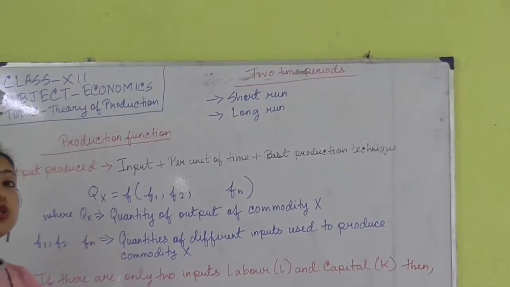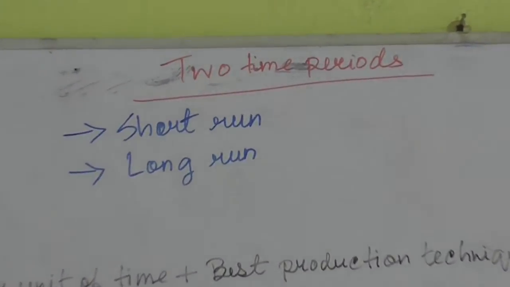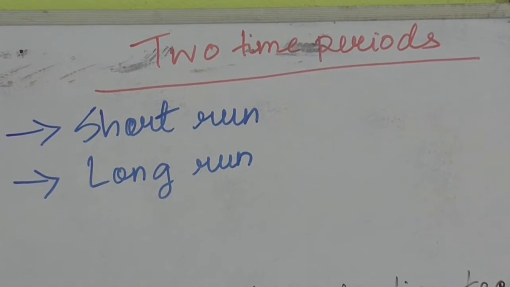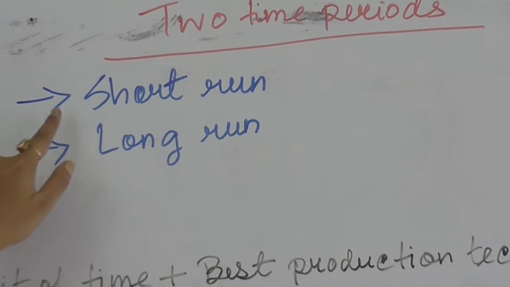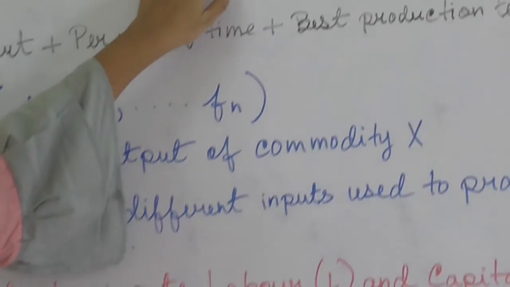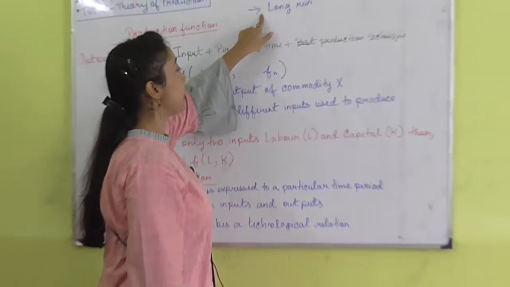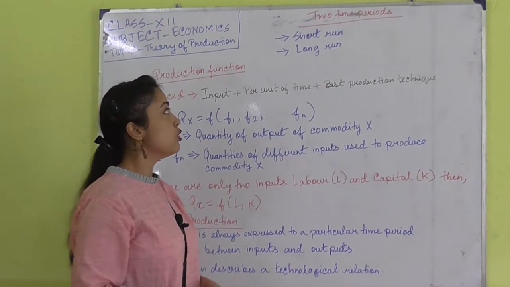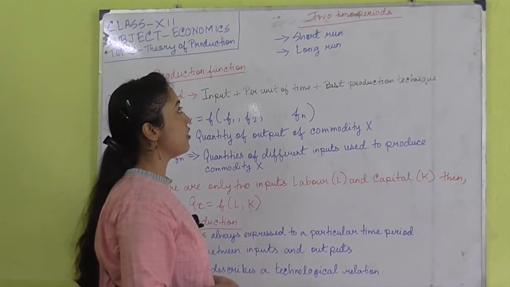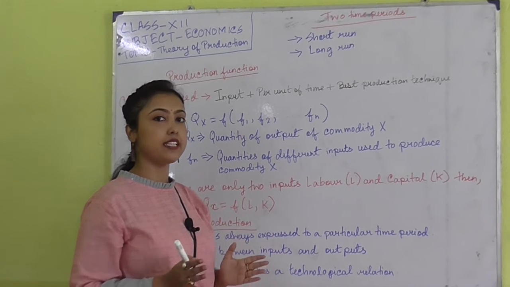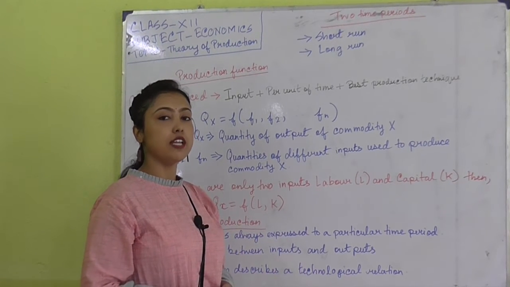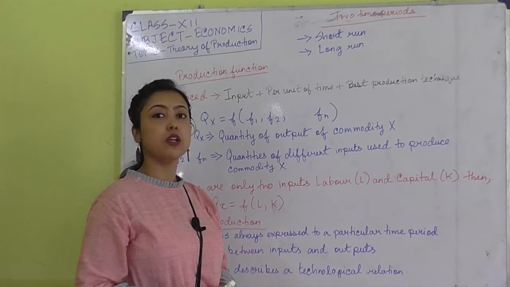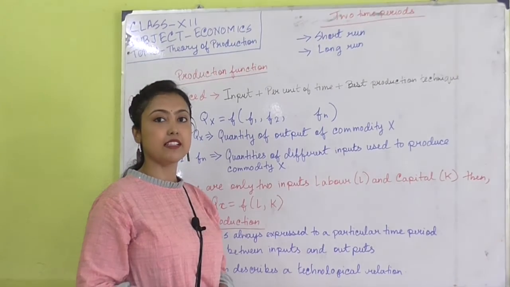Next, there are two time periods which are always used during production. First of all, we will learn about the short run, next is the long run. These are two types of time periods which are mainly used to denote production. So first is the short run. Now what is the short run? Short run refers to a short time period during which the fixed factors of production cannot be changed. Only the variable factors can be changed.